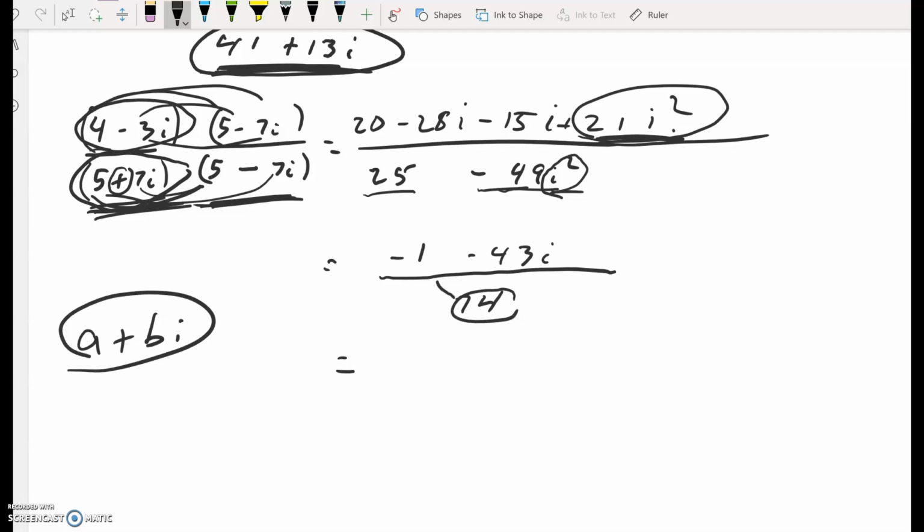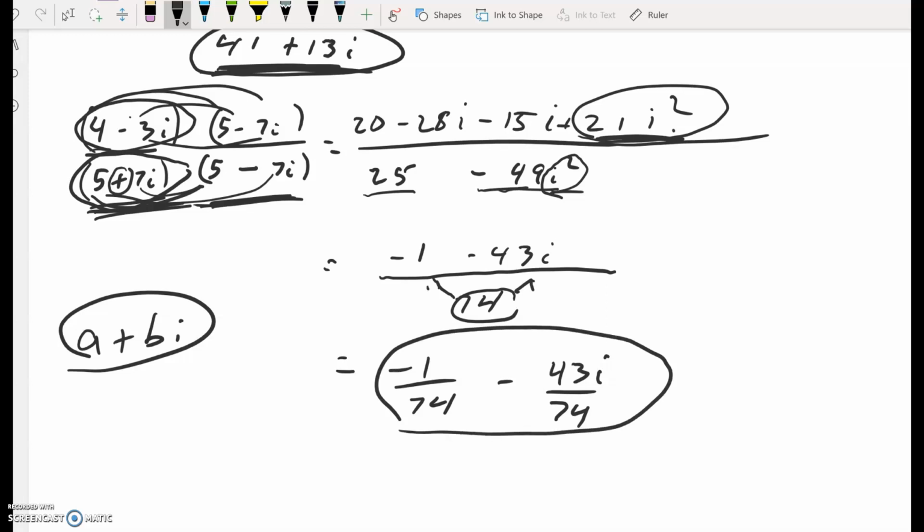So we're going to take the 74 and distribute it in each of the denominators. So we're going to have negative 1 over 74, which is a regular number. It's no i's in it, no complex number parts. And then minus 43i over 74. So a, in this case, would be negative 1 over 74, and b would be negative 43 over 74. And so we've divided two complex numbers and got a complex number. So briefly, that's about all you need to know about complex numbers.